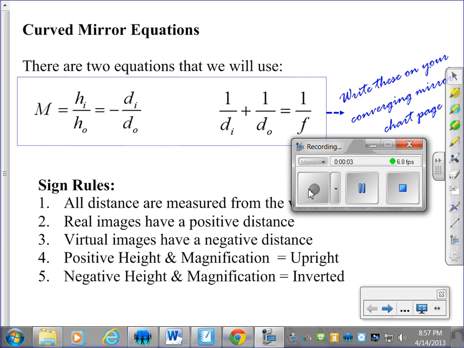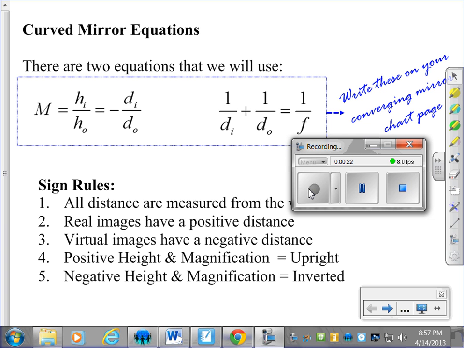Hello, Physics 20. We are going to be looking today further into our exploration of curved mirrors. You've gone over how to draw diagrams involving converging mirrors. When we meet again, I'll show you how to draw the ones with diverging, which is when you're looking at the back of a spoon.